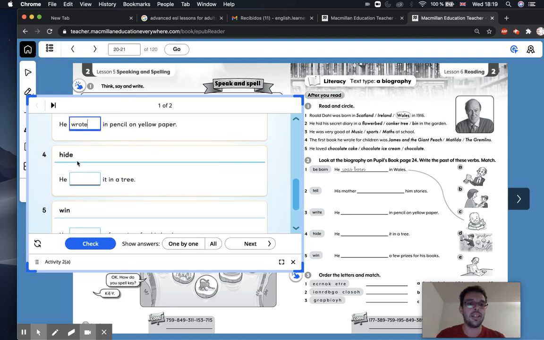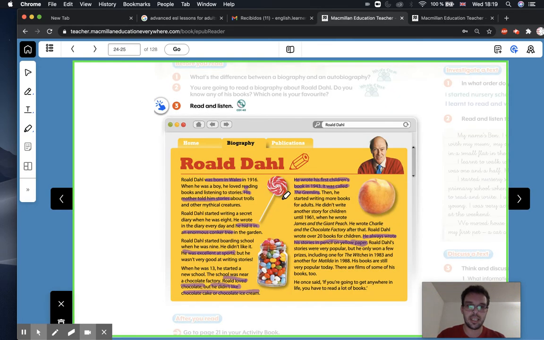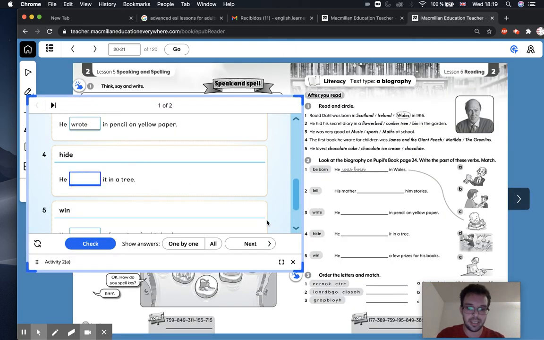Hide, esconder. He it in a tree. Let's have a look in the text. Oh, we have it here already. He hid it in an enormous conker tree. He hid. Podemos ver la palabra aquí? Hid? Good. So let's write it in the sentence. He hid it in a tree. And we write it here, number 4.